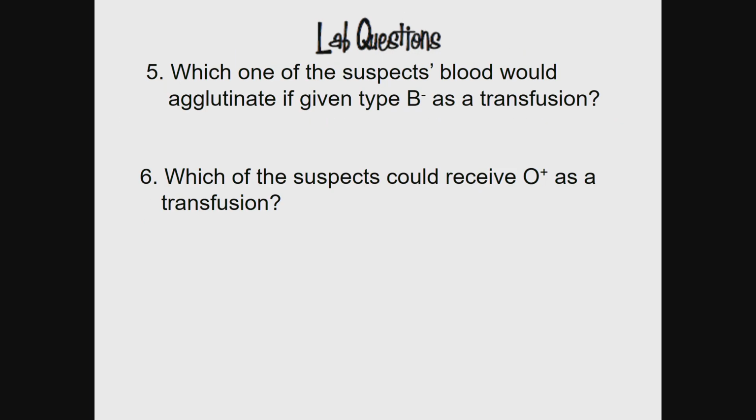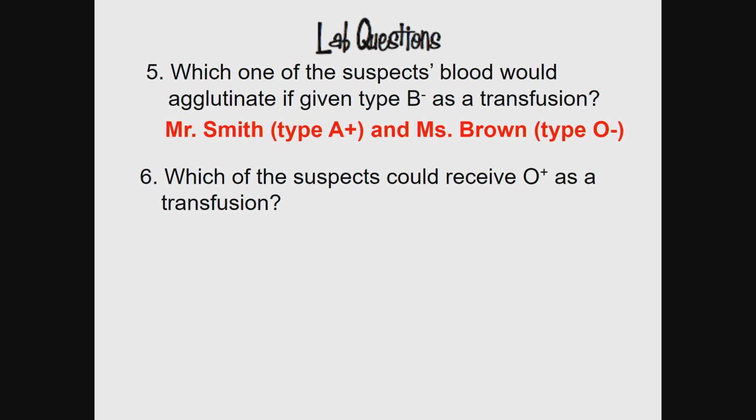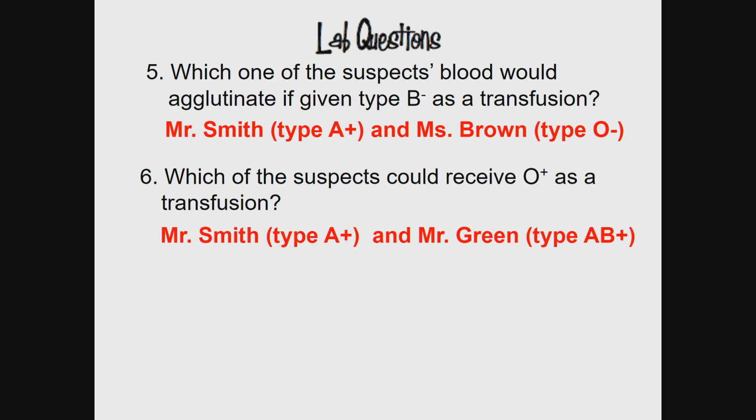Which one of the suspect's blood would agglutinate or clump if given type B negative as a transfusion? Mr. Smith, who is type A, would because he has anti-B antibodies, and so would Ms. Brown. Which of the suspects could receive O positive as a transfusion? That would be anyone who is positive for the RH factor, so Mr. Smith and Mr. Green.